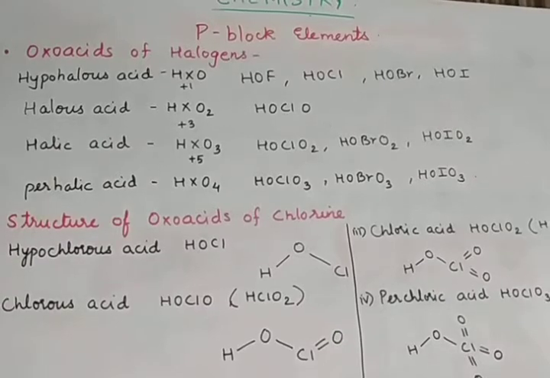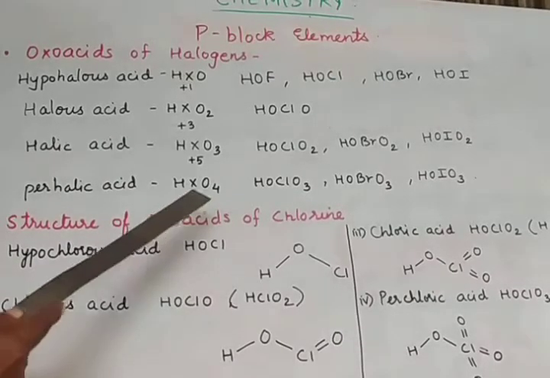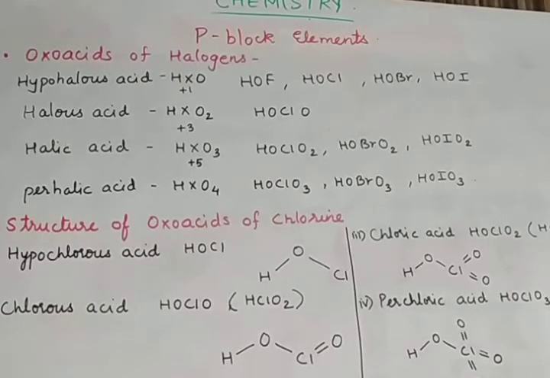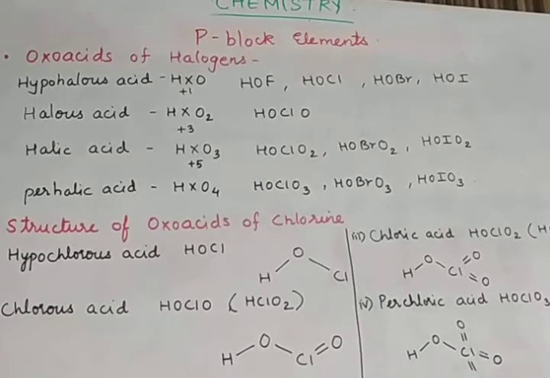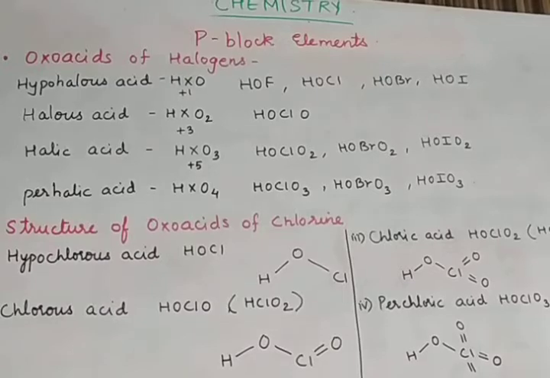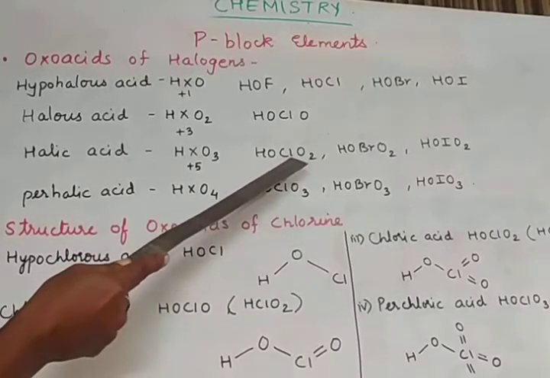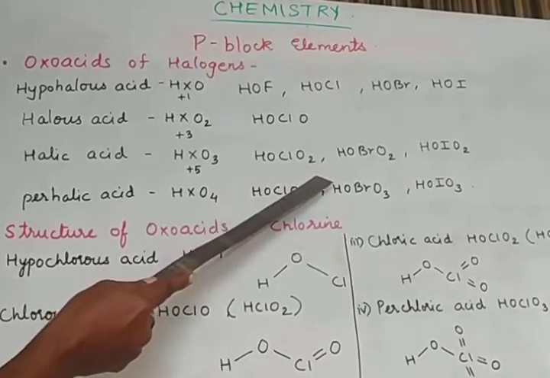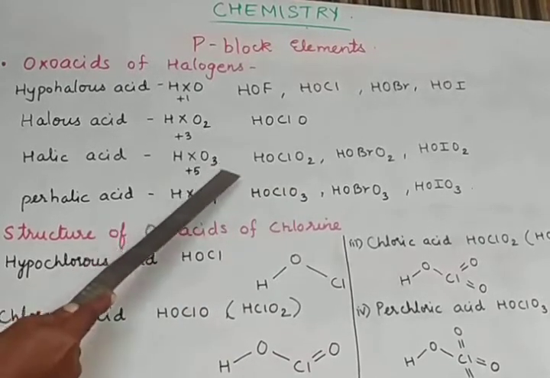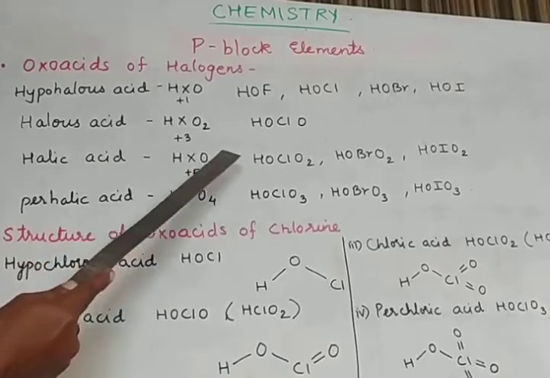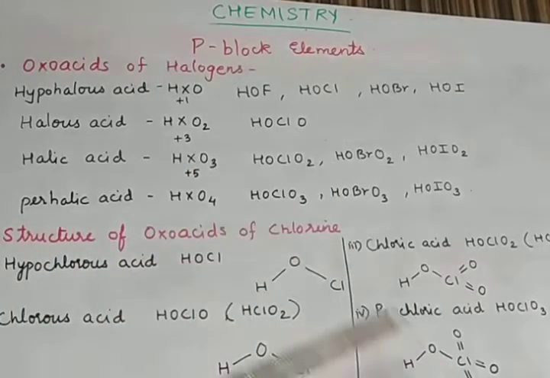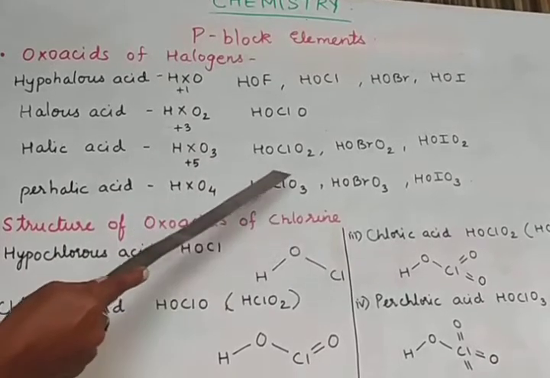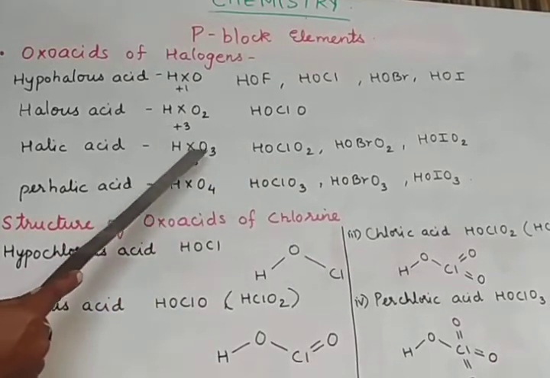Third is halic acid. The formula comes as HXO3. You will find the halogen in the +5 oxidation state. What changes do you find? We have examples of Cl, Br and I. HOClO2. One more oxygen is added. Halous contains 2 oxygens. In halic one more oxygen is added and the formula becomes HXO3. So for convenience, I can write this as HOXO2.